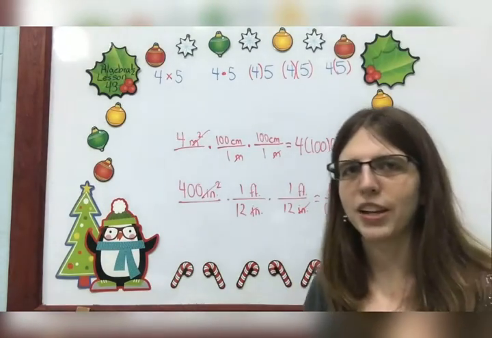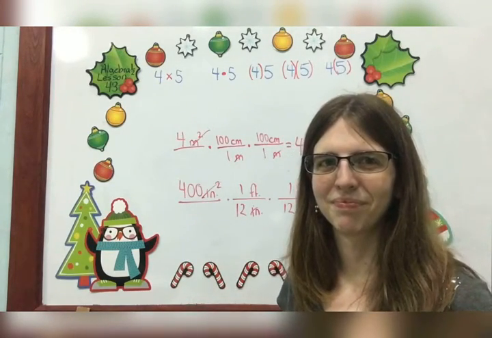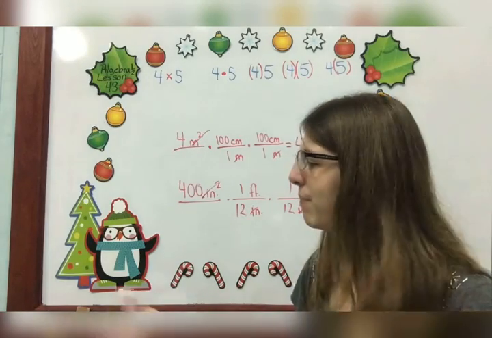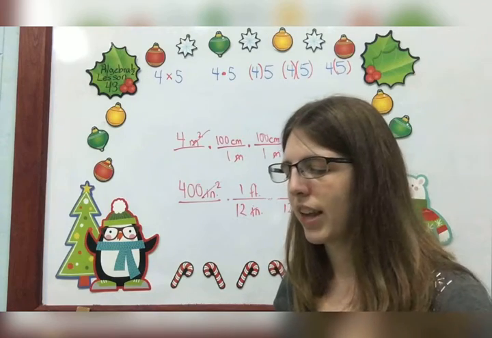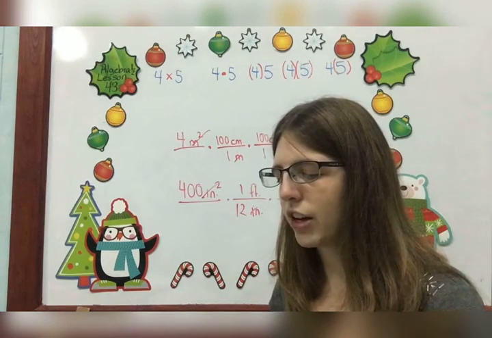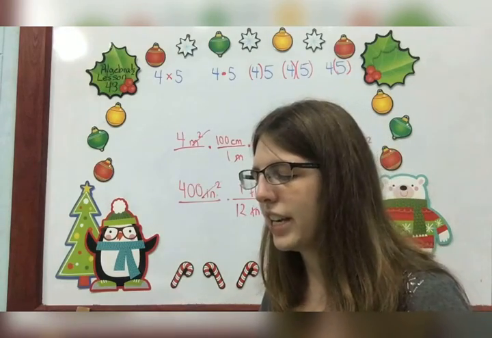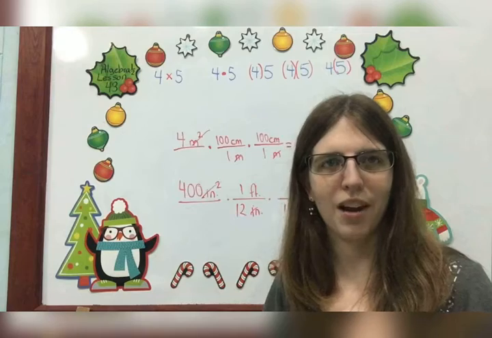All right, let's do your practice really quickly. Pause now. Okay, letter A, you should have gotten 3. Letter B, you should have 51. Letter C, 500 over 12 squared feet squared. And D, 2,000 over 100 squared meters squared.